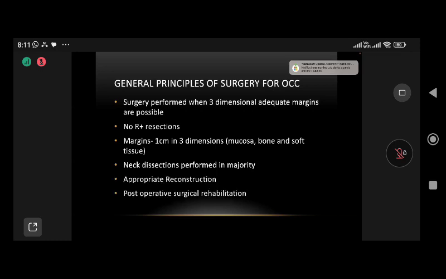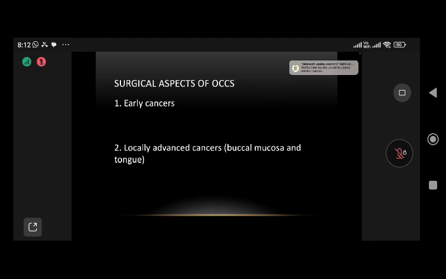For every oral cancer that we are resecting, before we take the patient on table, we must think of whether any appropriate reconstruction is required and plan accordingly for it, and post-operative surgical rehabilitation. There is no use of your surgery, your reconstruction, unless you give adequate post-operative surgical rehabilitation. So these are the general principles for any oral cancers.